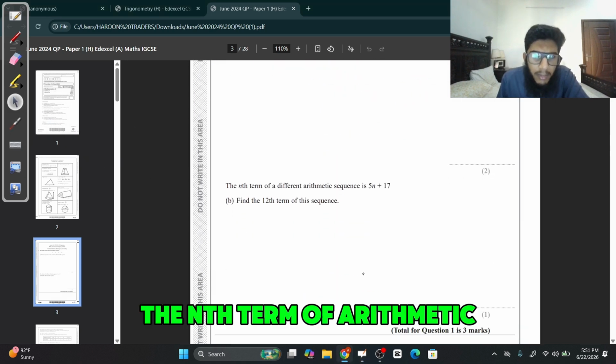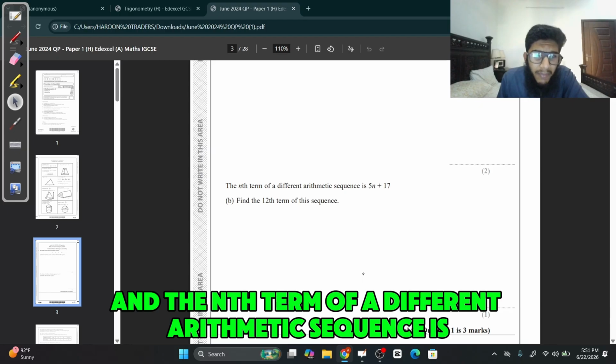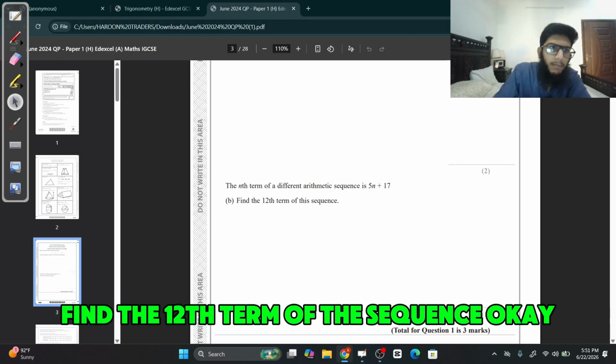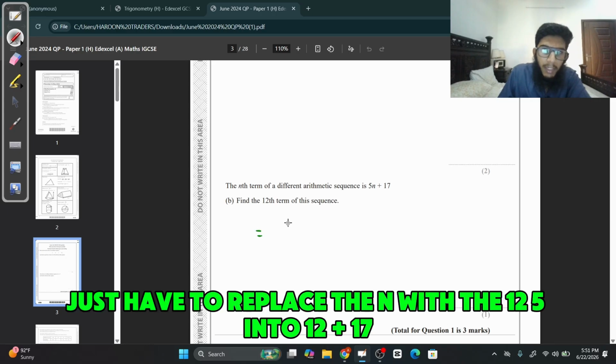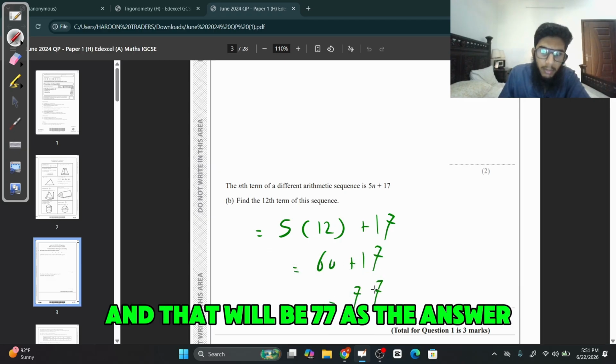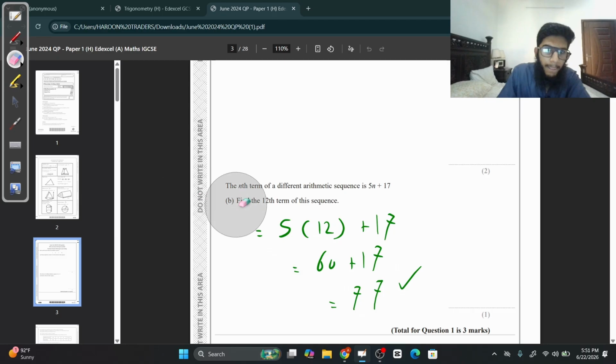The nth term of a different arithmetic sequence is 5n plus 17. Find the 12th term of the sequence. Simple. Just replace the n with 12. 5 times 12 plus 17. That's going to be 60 plus 17, and that will be 77 as the answer.